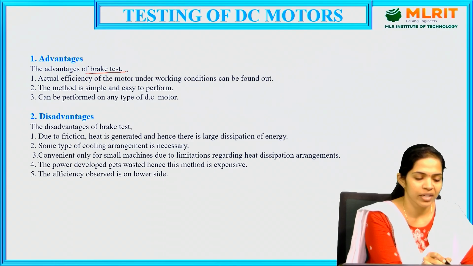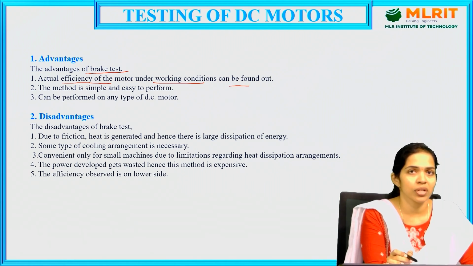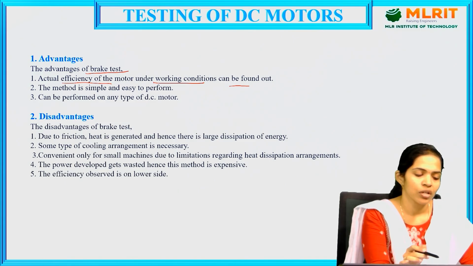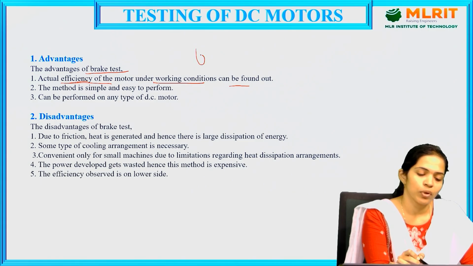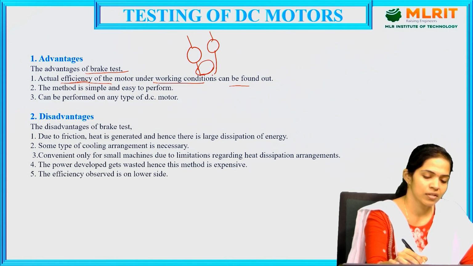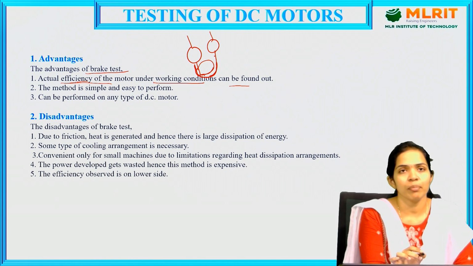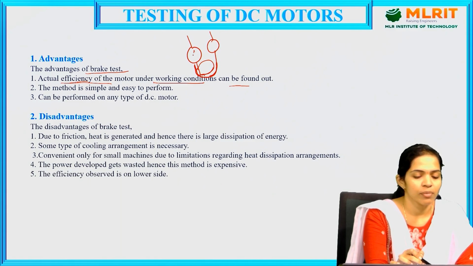We are going to discuss the advantages of this particular kind of test. The advantages of the brake test are that the actual efficiency of the motor under working conditions can be found. Working conditions means we apply loads to our machines, that is, a generator or motor. So the actual efficiency of the machine, which is conducted in the lab in the form of this pulley arrangement, can be determined by using the brake test. This is a motor and these are the scales. In practical applications, we actually connect our loads to our motor. So this can be studied in the laboratory by using the brake test.